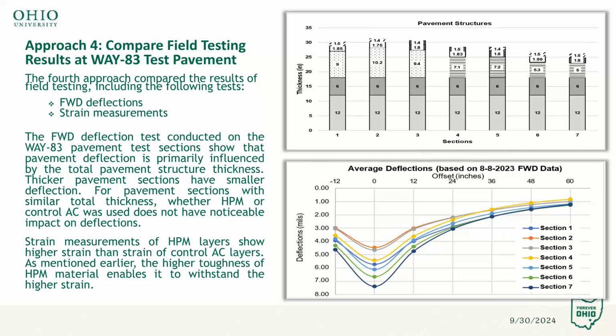So on the right-hand side, as you can see, sections 1 to 3 have thicker pavements than sections 4, 5, 6, 7. This is the average deflection, because deflection actually varies quite a bit within each section, but we took the average of each. As you can see, section 7 has the highest deflection, the lower curve. On this scale, a lower curve means higher deflection, and the top curve has lower deflection. So basically, it's dictated by the section thickness rather than the different materials included in each section.